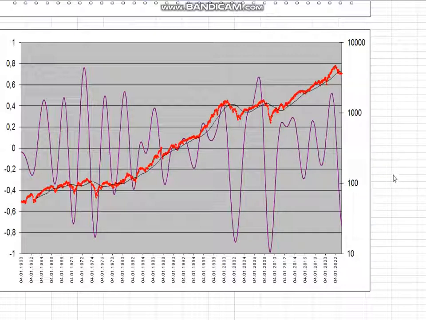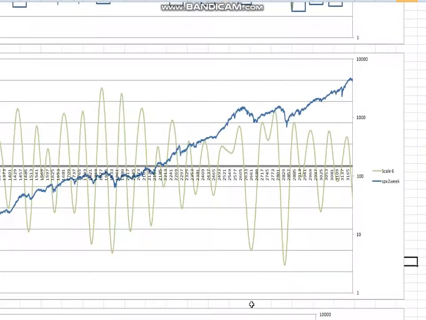Okay, the next step here is I was interested in what I call the 3.5 year cycle. So this is a wavelet scale for the S&P monthly data, and you see, hey, this is nice cyclical behavior. Some distortions here. So I looked at the S&P 2-week data, and whoa, that looked even better.